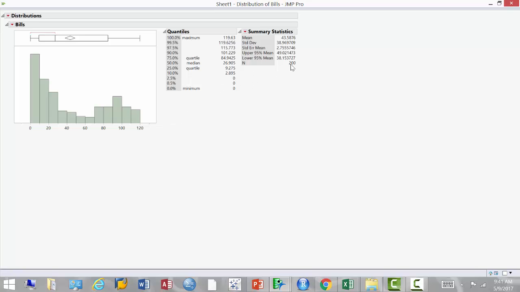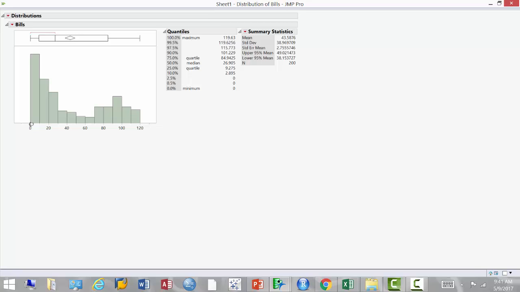I had 200 observations, right? That's my N. N is the sample size. So this sample has 200 observations. Okay, these 200 observations, I can pretty much see how they were broken up, right?